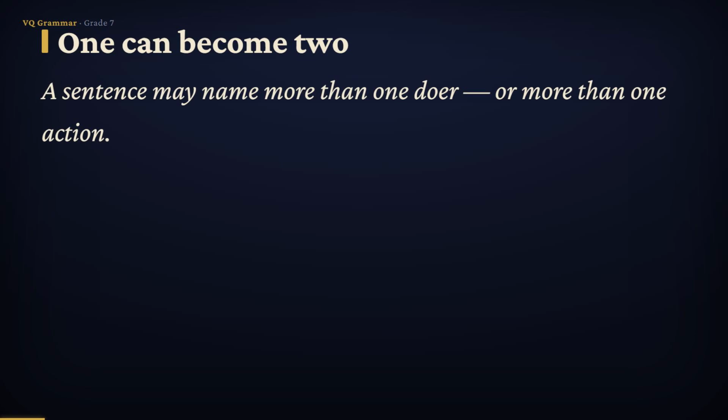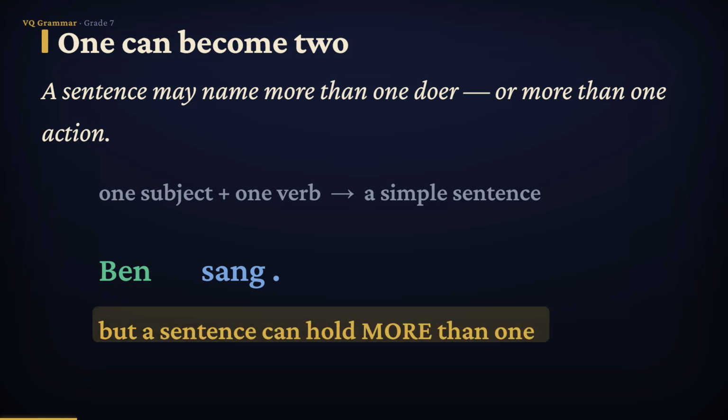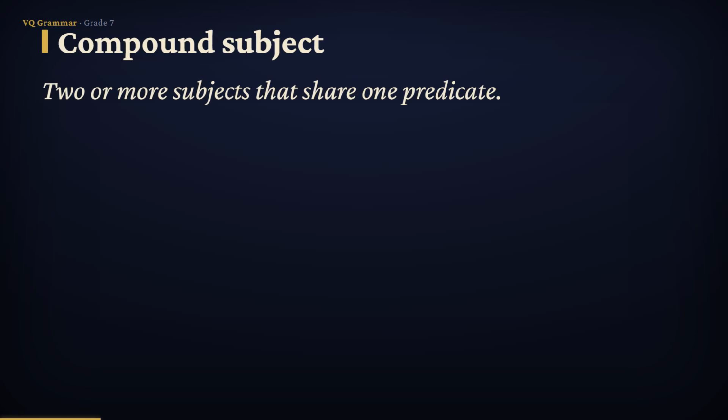Let's begin with a quick reminder. Most of the sentences you've written have one subject and one verb. Take this one. Ben sang. Ben is the subject, the one the sentence is about, and sang is the verb, what he did. Clean and simple. But a sentence isn't limited to just one of each. It can hold more than one subject, or it can hold more than one verb. When a part doubles up like that, we call it compound. Let's meet both kinds. First up, the compound subject.